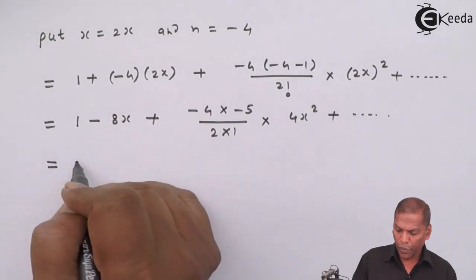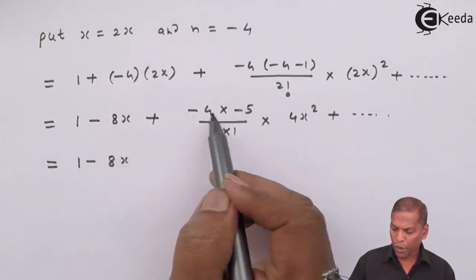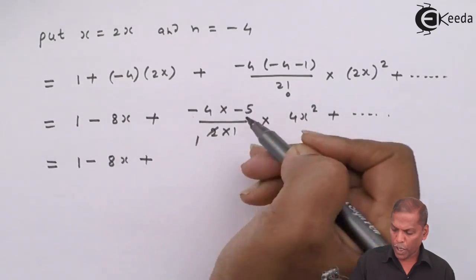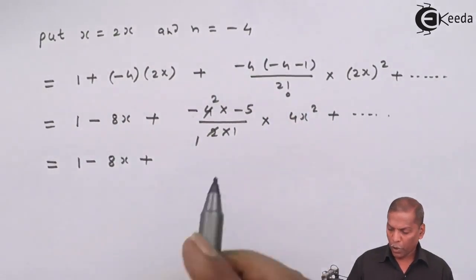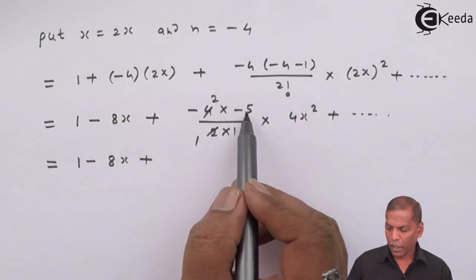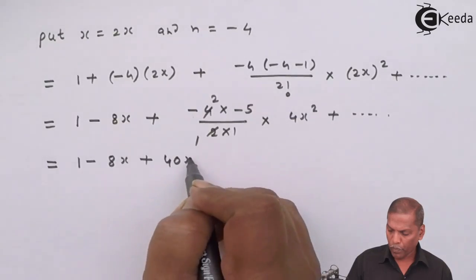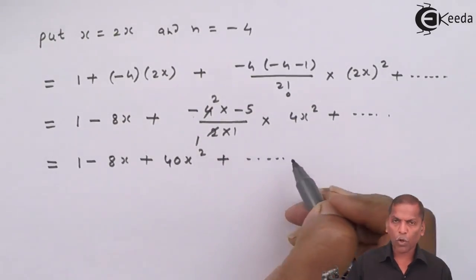The next step will be 1 minus 8x, then minus minus we get plus. Now 2 1s are 2 and 2 2s are 4. Then 2 into 5 is 10, 10 into 4 is 40, x square plus going on.